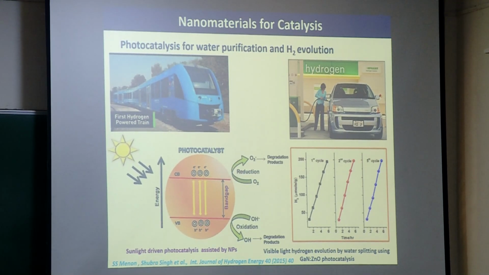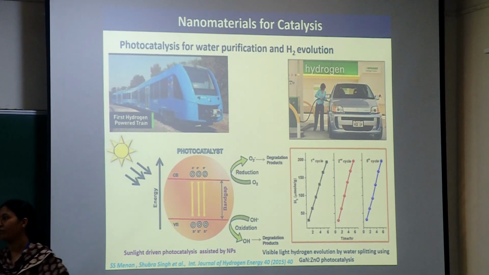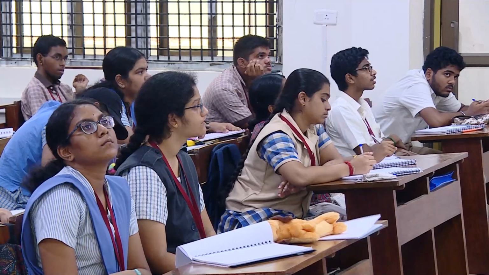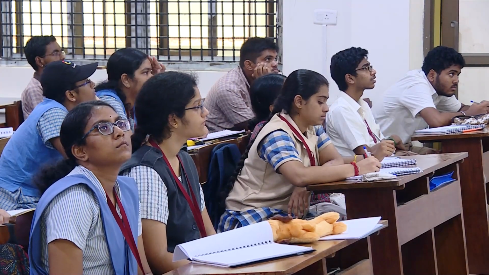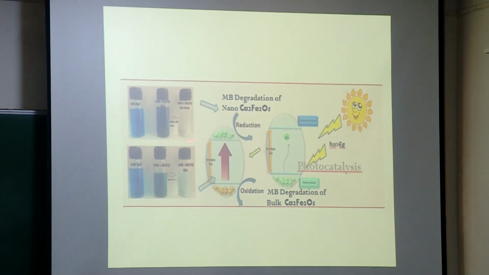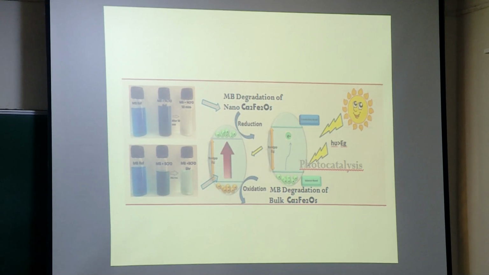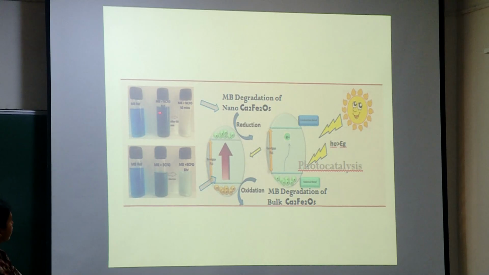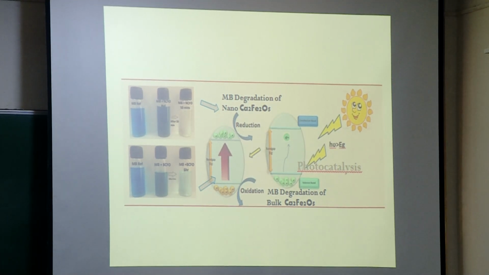Other than that, we have already seen what is photocatalysis. When you have a photocatalytic material, I'll give you an example here. You see, this material is calcium ferrite, which is in bulk size. Bulk size means it's not a nanomaterial. So it degrades in 6 hours. That means if you take methylene blue, it will break it down in 6 hours under sunlight.